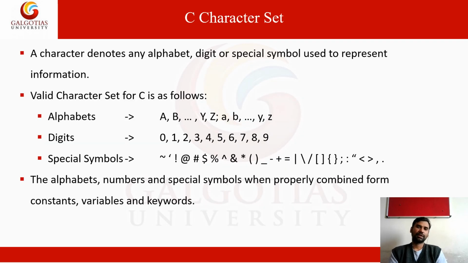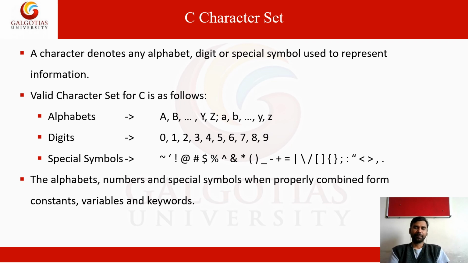What are the character sets you are using in C programming? The character set consists of alphabets, digits, and special symbols. Alphabets are A, B and so on, both capital letters and small letters. Next, digits. Digits here represent numeric values, 0 to 9, and you can use all combinations of 0 to 9.